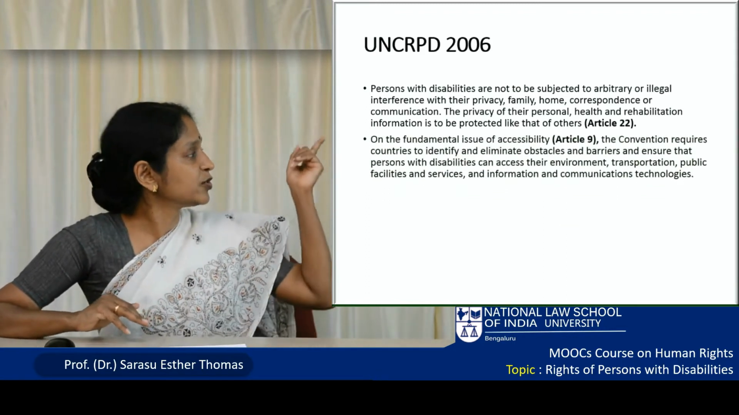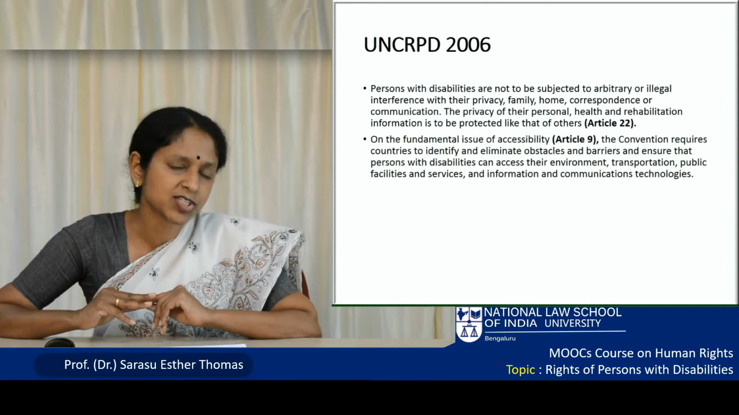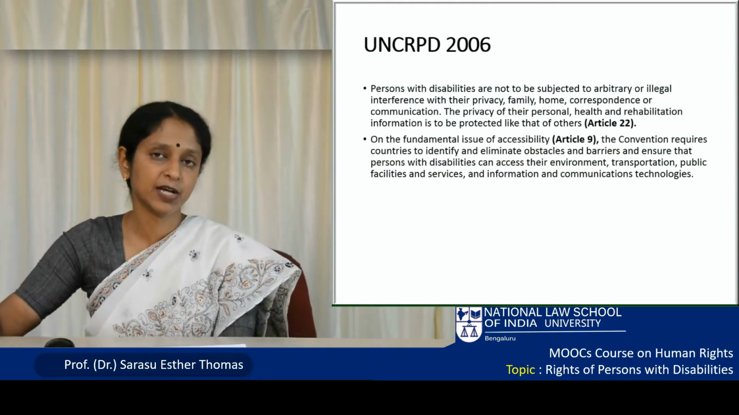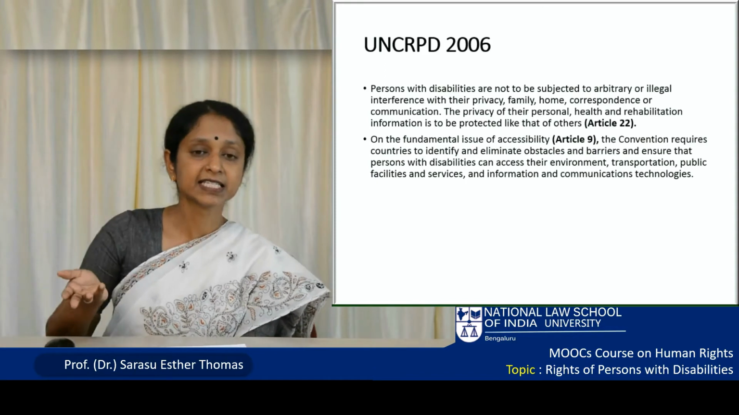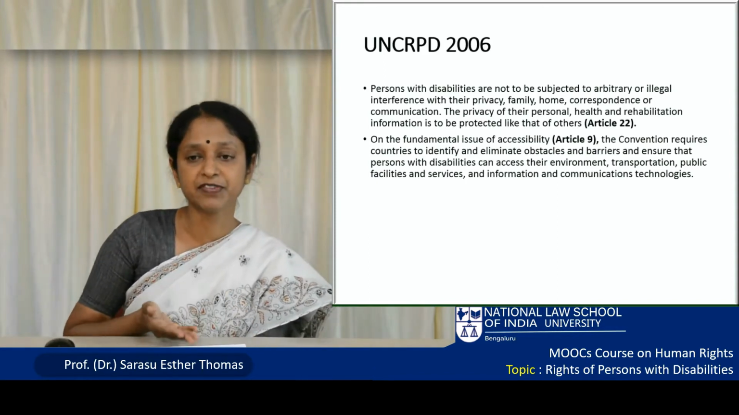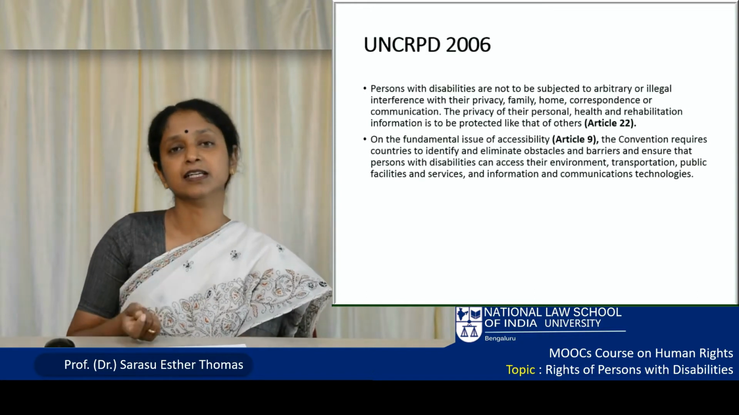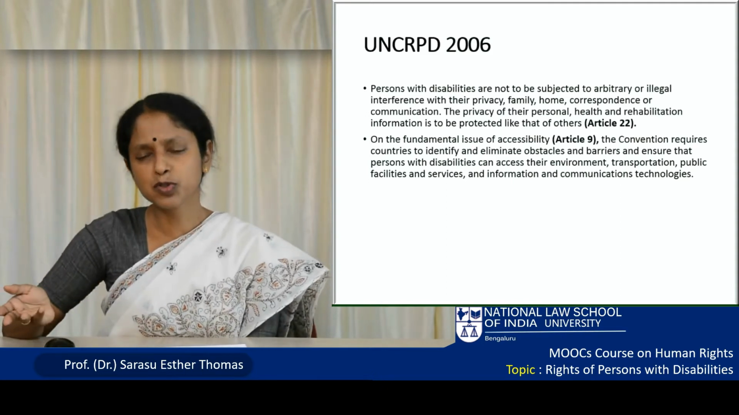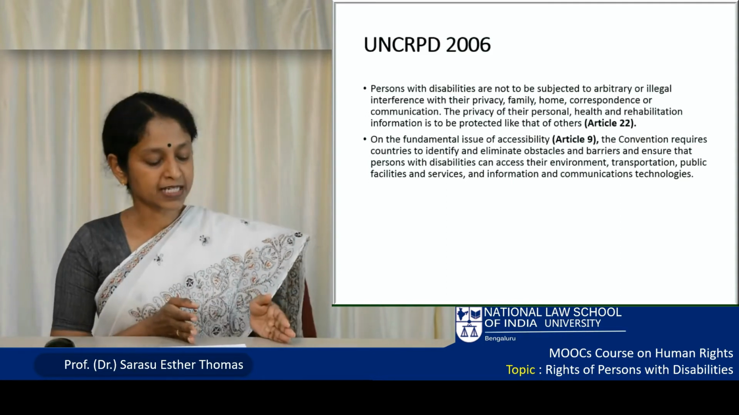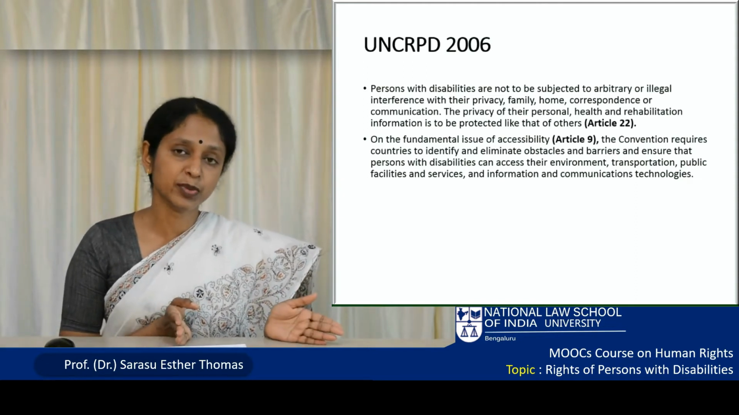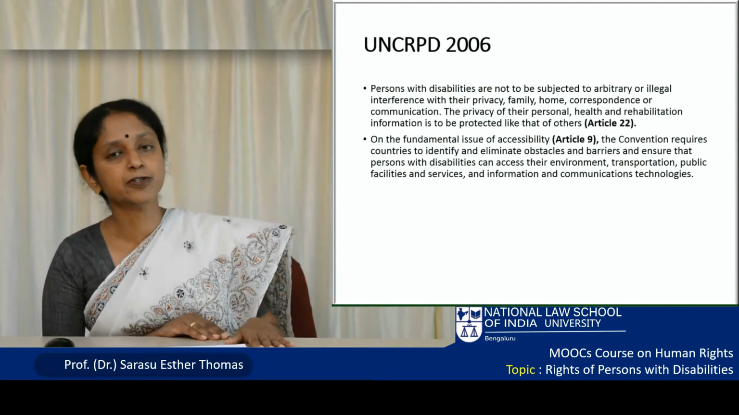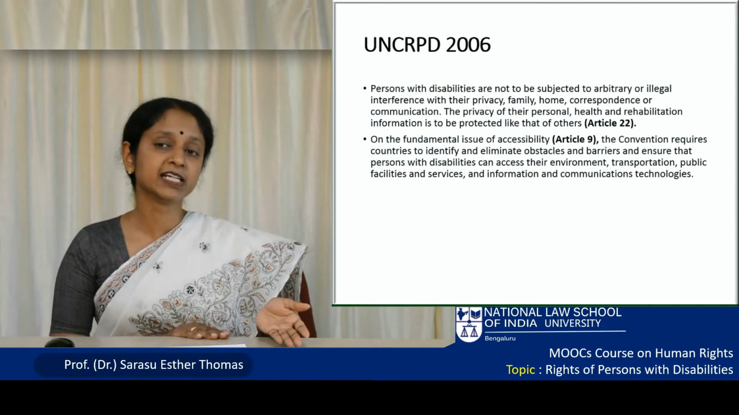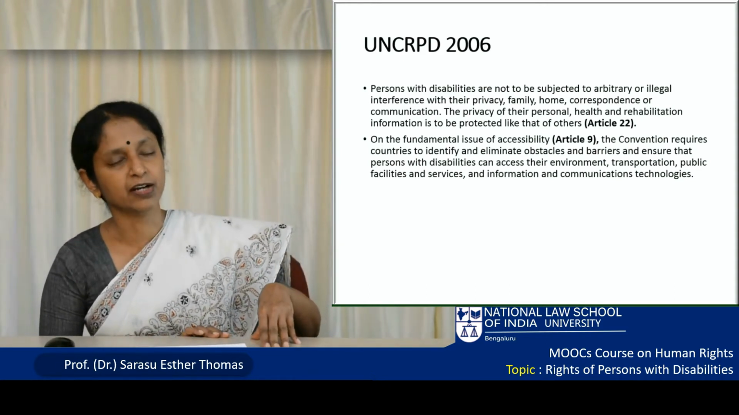Accessibility is a very important issue if you look at Article 9, and the Convention requires us to identify and eliminate obstacles and barriers which ensure that persons with disabilities can access their environment, transportation, public facilities and services, as well as information and communications technologies. To take some examples, if you look at roads, they don't have sidewalks that are accessible to a person in a wheelchair. A wheelchair user would find it difficult moving from a bus stop at a sidewalk into a bus.